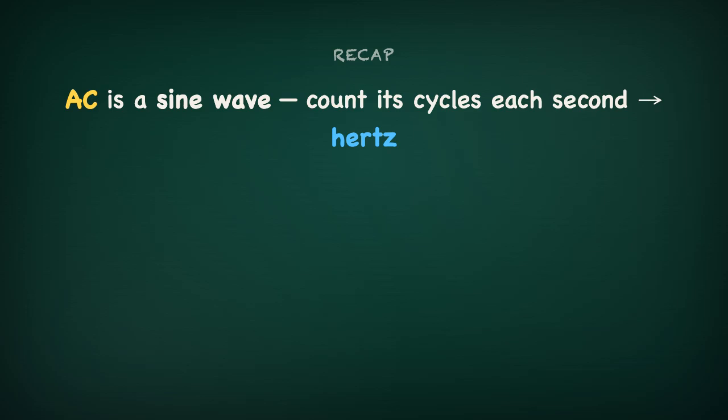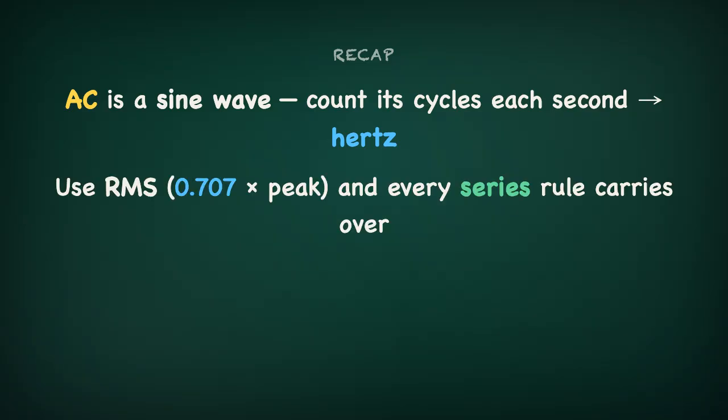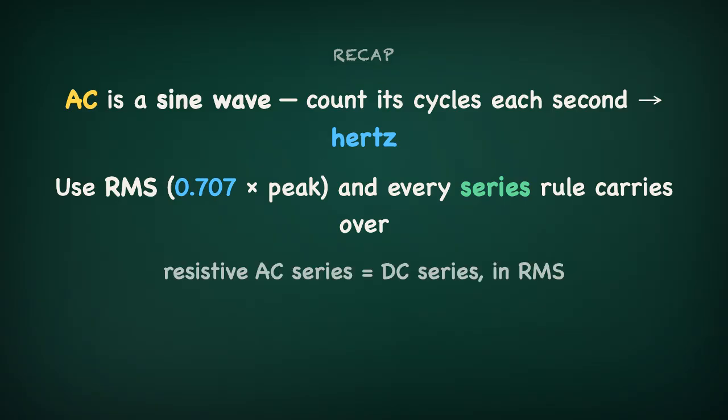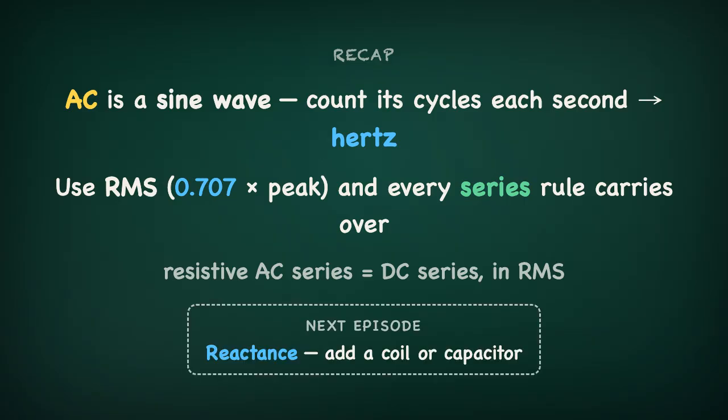Let's recap. AC is a sine wave. Count its cycles each second, and that's the frequency in hertz. Use the RMS value, 0.707 times the peak, and every series rule you learn carries straight over. In short, a resistive AC series circuit is just a DC series circuit solved in RMS values.